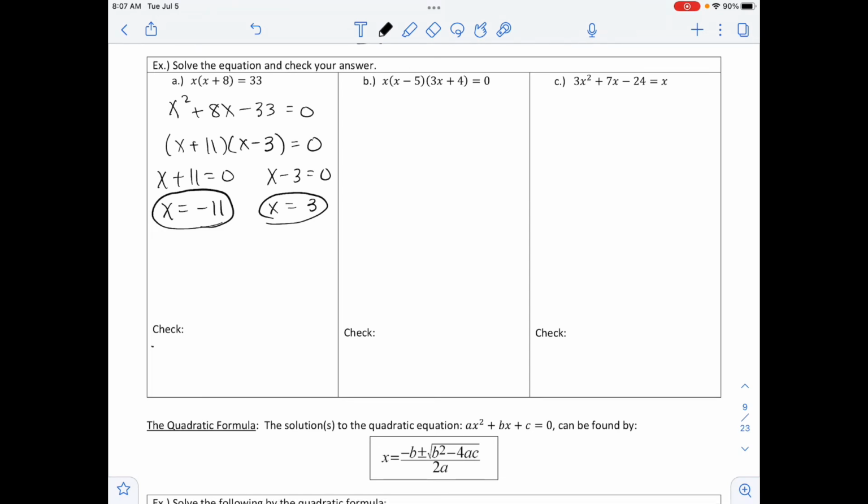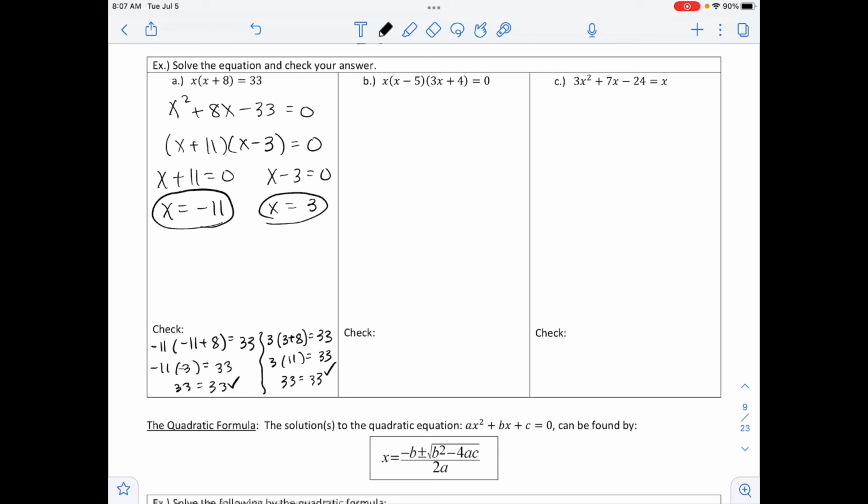And so the first one we have is negative 11 times negative 11 plus 8 equals 33. And so we're going to have negative 11 times negative 3 equals 33. So we get 33 equals 33 and check. To check our second one, we're going to have 3 times 3 plus 8 equals 33. So we have 3 times 11 equals 33. 33 equals 33. Check. So make sure to check that all of your solutions work for the problem.